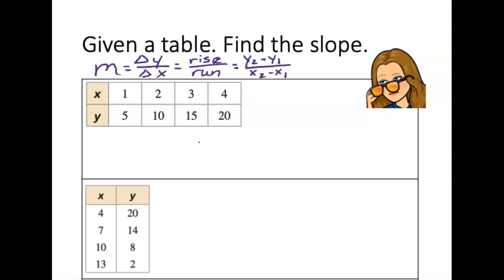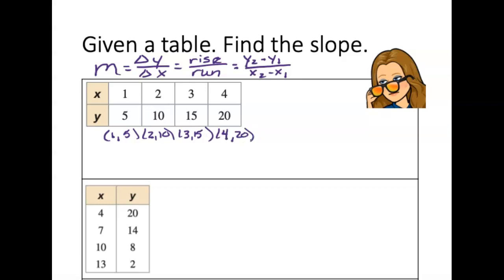Like, what do you mean the points out of a table? Remember, points and coordinates, we use those interchangeably. So I have x, y. So my 1 is related to my 5, my 2 to my 10, 3 to 15. Well, that means that I could have just written those as 1, 5, 2, 10, 3, 15, and 4, 20. And now we just have 4 different coordinates.